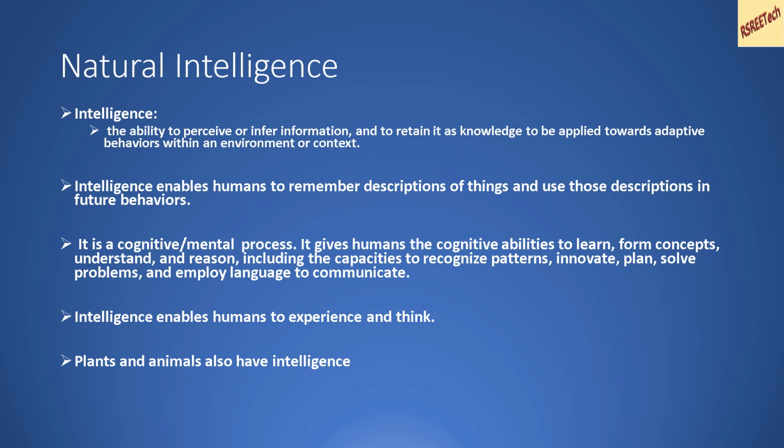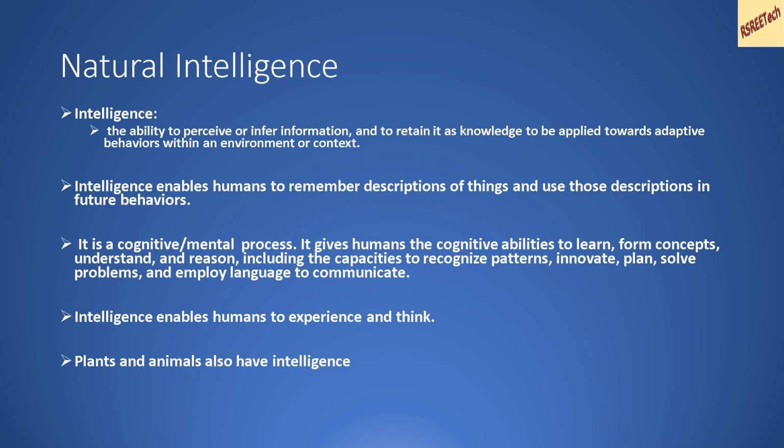Let us look at intelligence. Intelligence can be simply defined as the ability to perceive or infer information, to retain it as knowledge, and then apply it towards a behavior within an environment. Right? So, we humans have natural intelligence, which enables us to remember descriptions of things and also use these descriptions in future behaviors. It is a cognitive or a mental process enabled by the human brain.